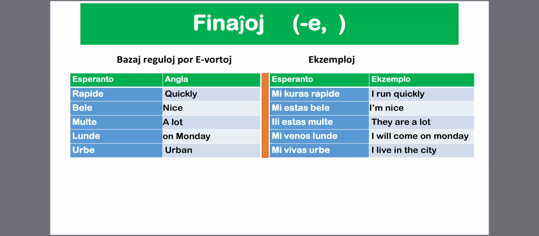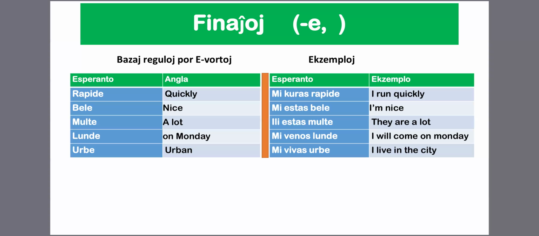Belle, nice, molte, a lot, lunde, urbe, those are adjectives. And you can just even put them into some examples. For example, mi curas rapide. I run quickly. Mi estas belle. I am nice. Ili estas multe.